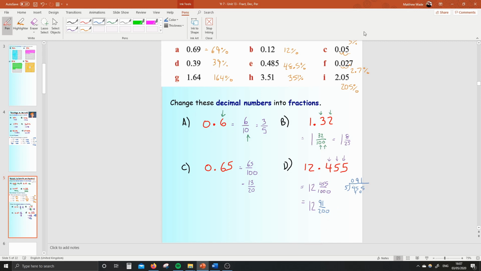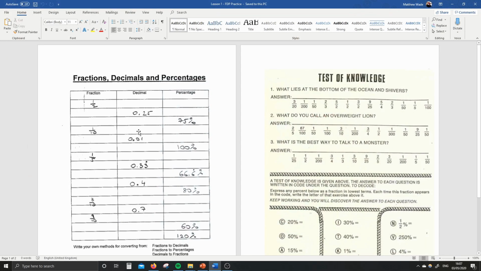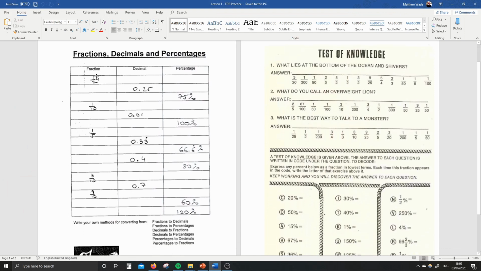Cool. Short lesson, I think, today. I'm just going to get you guys to practice, because I think you're going to be really good at it. Here's the sheet. This here should be nice and easy. Just print it out, fill in the gaps in it. I'll give you a bit of a tip here.